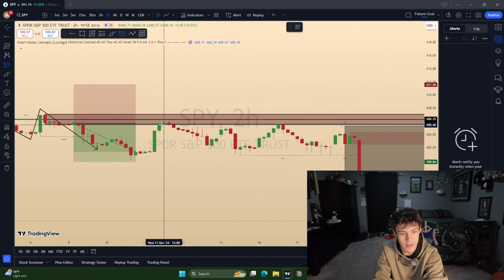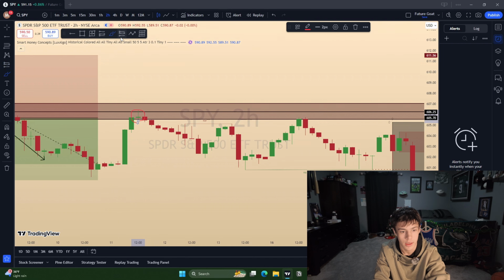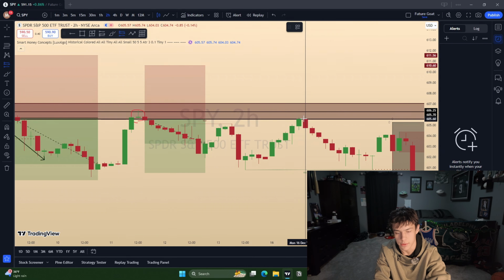Come back with this bearish hammer. I've talked about candlesticks a little bit. Beautiful entry, bang, we're in shorts again. We retest, bang, we're in shorts again.